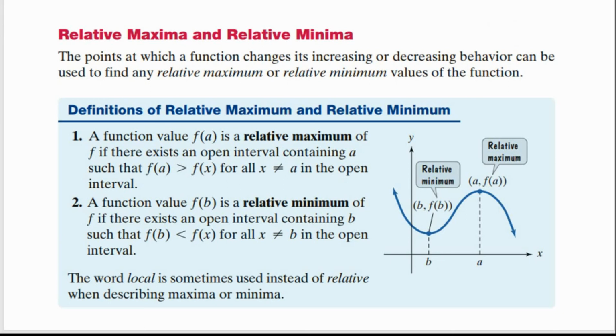That is just local. Likewise, for a minimum or relative minimum, it's just the lowest value. So here, f of b is less than f of x for all x that's not the same as b in some open interval, some local interval. That's what they're trying to say.